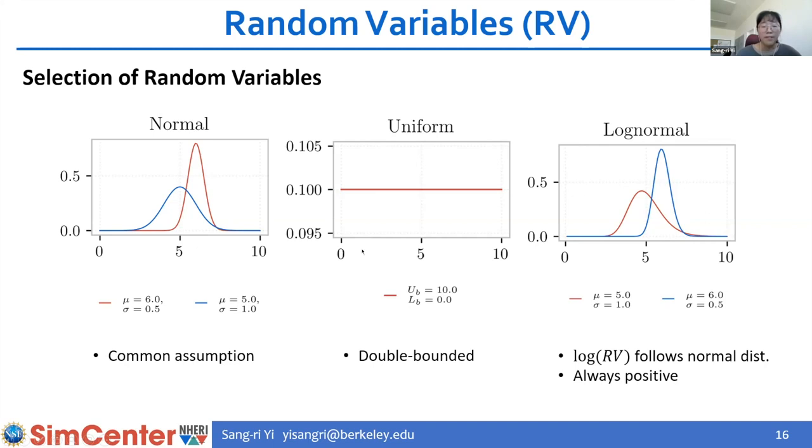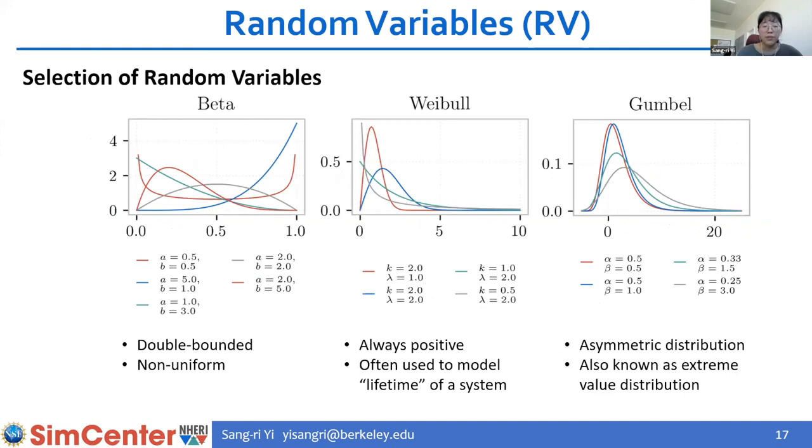Otherwise, if you have a good estimation of the upper and lower bounds of a parameter and have no other information, then the choice will be the uniform distribution. The log normal has a great property that the parameter value realizations will always be positive. So if you want to strictly limit your parameter to be positive, this will be one of the choices. And then there's the beta distribution, which is both lower and upper bounded, but it is a non-uniform distribution.